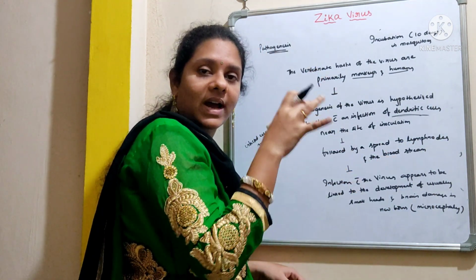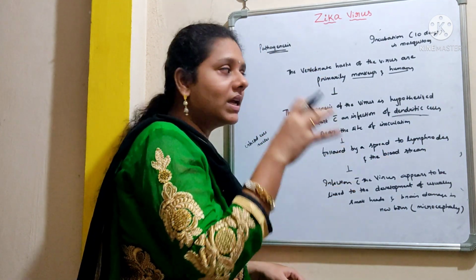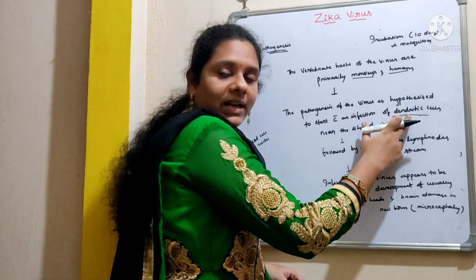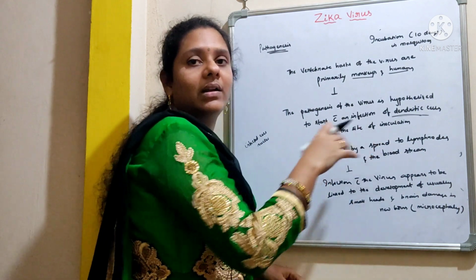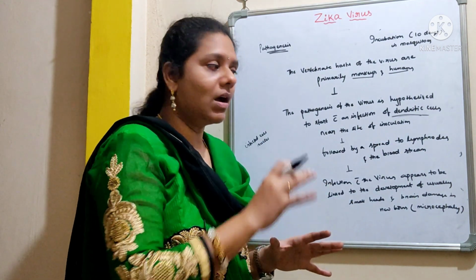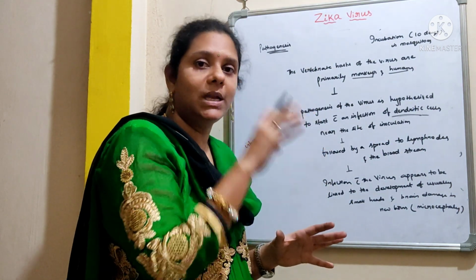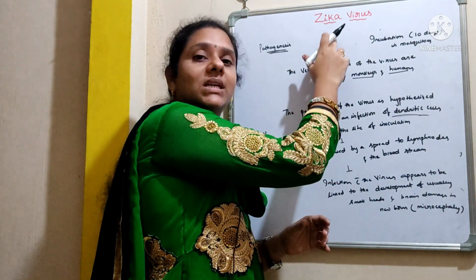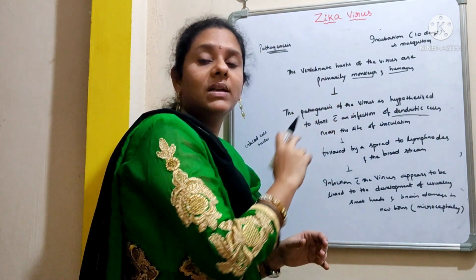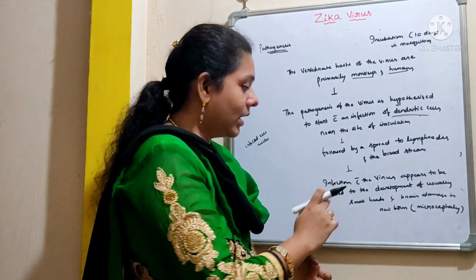So once the virus enters into the human body, initially it will infect the dendritic cells. From there it will reach the lymph nodes and it will enter into the bloodstream. Generally, all the flaviviruses will multiply in the cytoplasm. But it was observed that this Zika virus is also present in the infected cell nuclei.